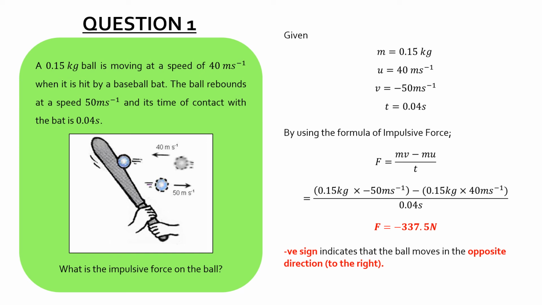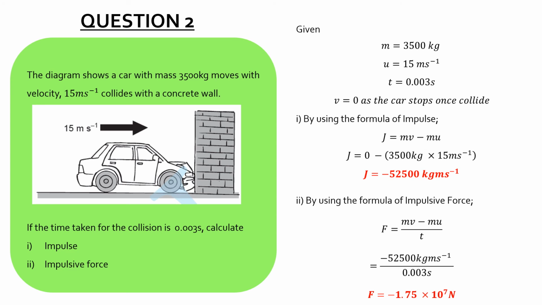Now, let's proceed with the second question. The diagram shows a car with mass 3,500 kg, with velocity 15 meters per second, colliding with a concrete wall. If the time taken for the collision is 0.003 seconds, calculate impulse and impulsive force. Given that mass m is equal to 3,500 kg, the initial velocity is 15 meters per second, and the time of impact is 0.003 seconds, and from the question, the car stopped once it collided. Therefore, the final velocity v is equal to 0.